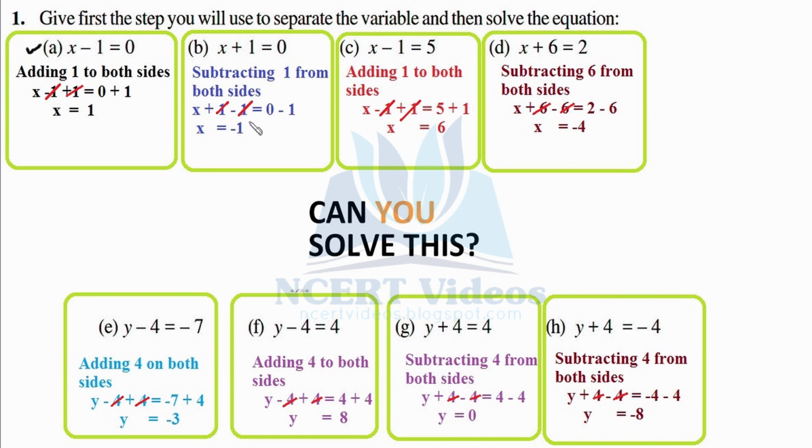Now this cancels out. That was our purpose, to separate the variable. Now the variable is separated because x is the only variable present on the left hand side. Since we have added minus 1 towards the right hand side, the real value is now x equal to minus 1. 0 minus 1 is minus 1.